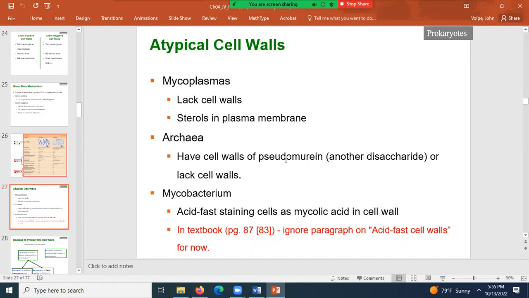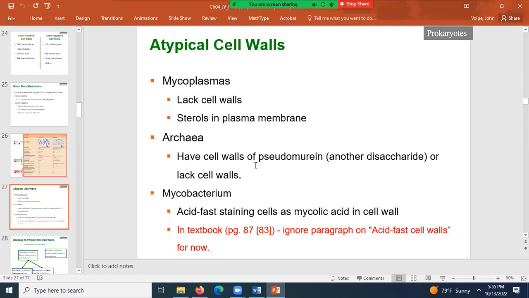And some of the archaea have no cell walls. And in truth, there are a few bacteria too. There's a family of bacteria that have no cell walls. We'll talk about that in a little bit. But the point is the archaea have different cell walls.